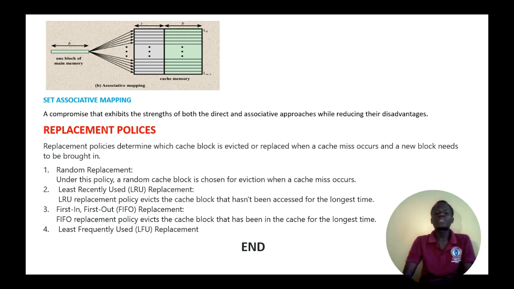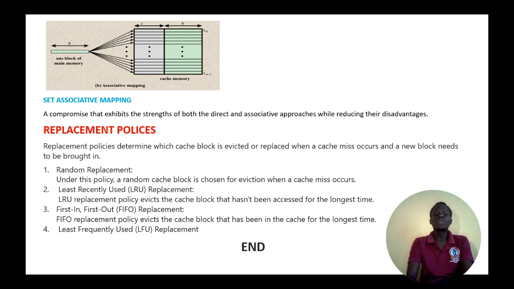The first replacement method we shall have is random replacement. Under this policy, a random cache block is chosen for eviction when a cache miss occurs. So we just choose randomly. It is not that we have to choose this specific block to be put in this one. No, we choose randomly, and one is dropped and another one is stored in the location.